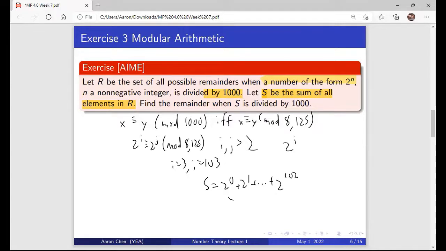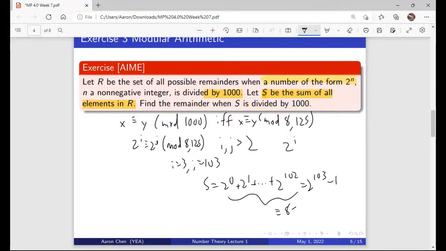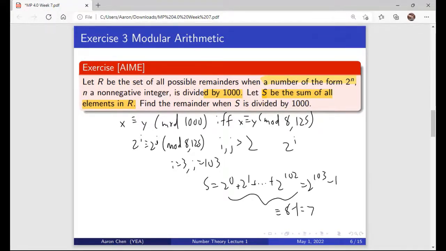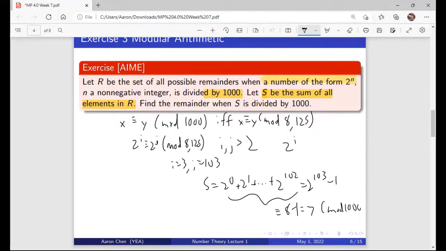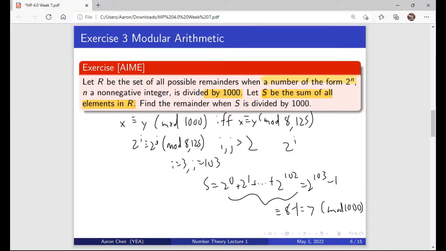And so this sum is just equal to 2 to the power of 103 minus 1, because it's a formula for the sum of consecutive powers of 2. And so this is congruent to 8 minus 1, which is 7 mod 1000. And so the answer to this question is 007.